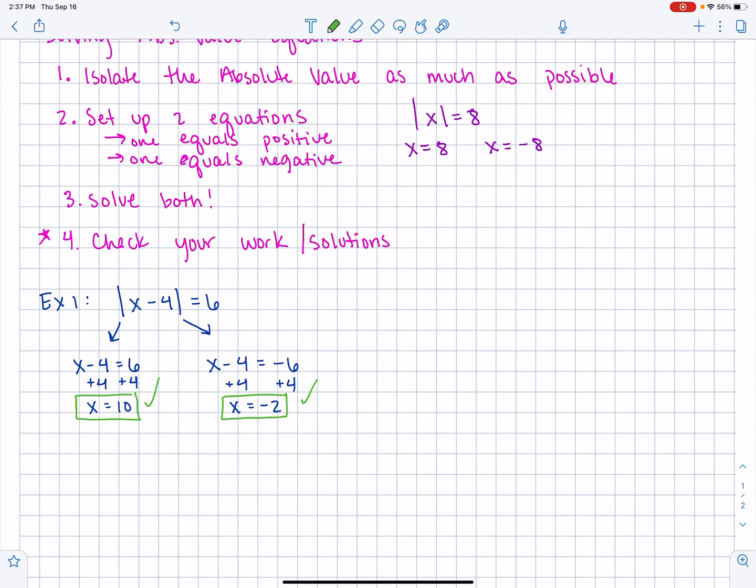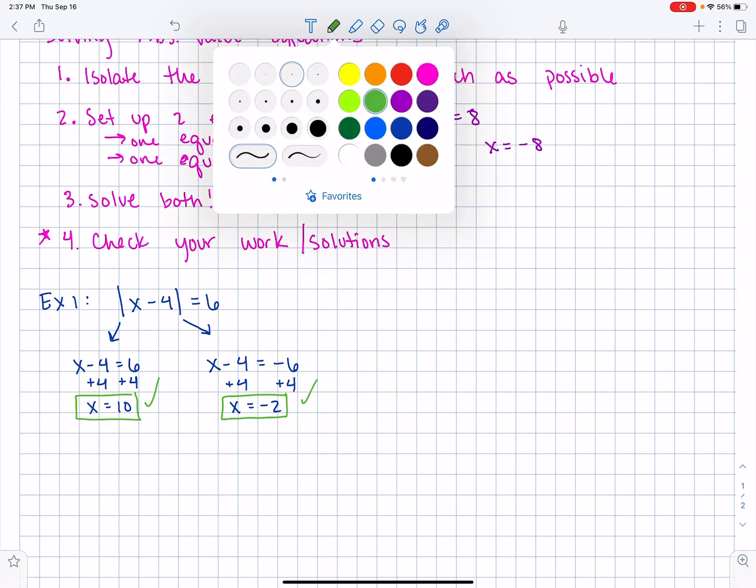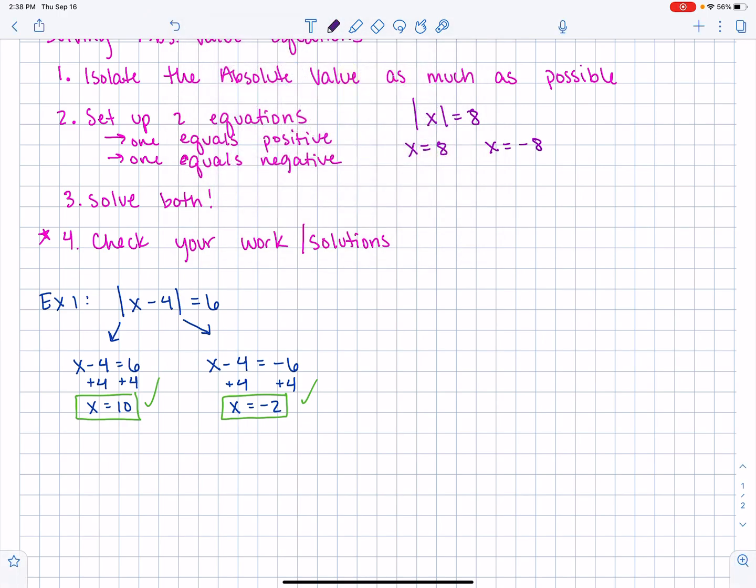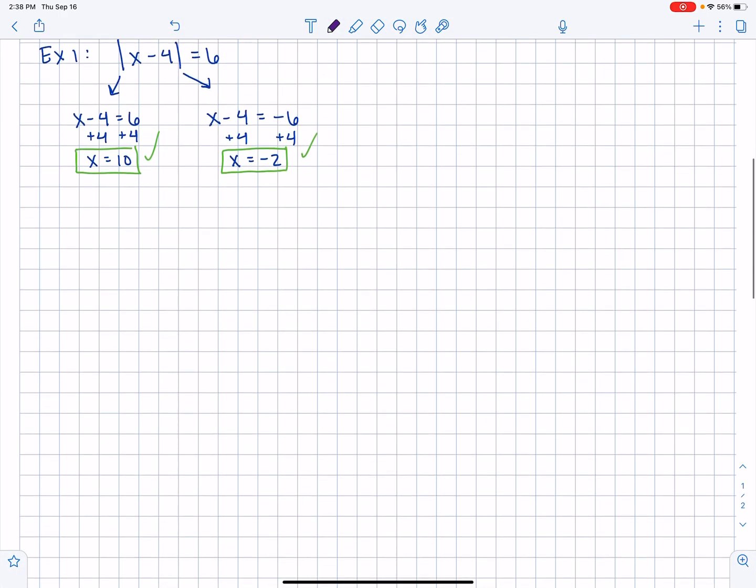All right, so for the most part, you are going to have two solutions. There's a few little things that we do later on where we will go ahead and cross off the solution.